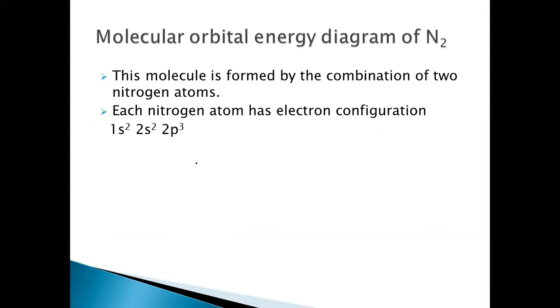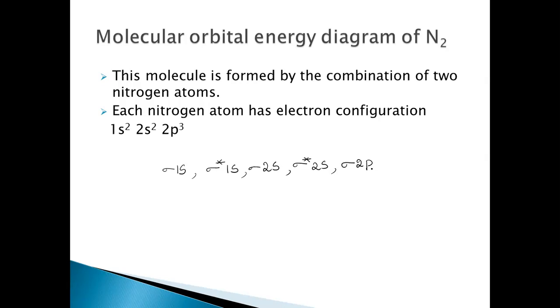let's understand the order of filling up of these molecular orbitals for atomic numbers till 14 and above 14. The order of filling up of these molecular orbitals is first sigma 1s, then sigma star 1s, then sigma 2s, then sigma star 2s, the star for antibonding. Then comes the sigma 2pz.